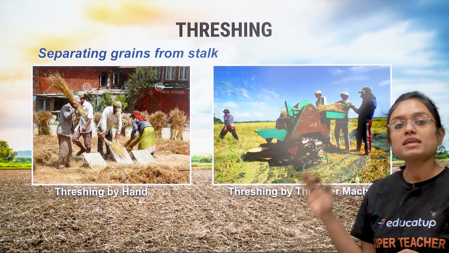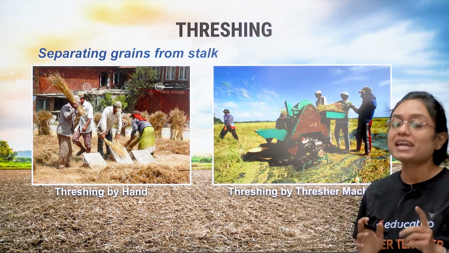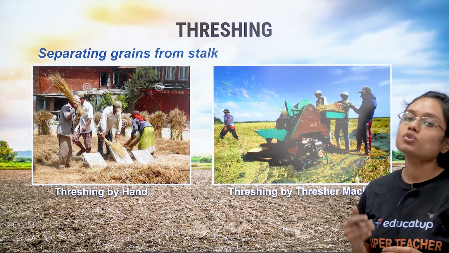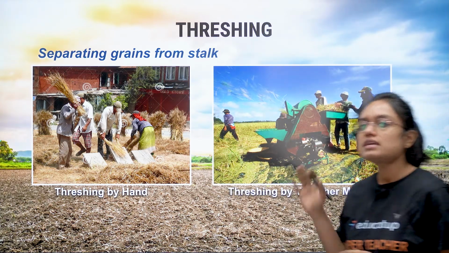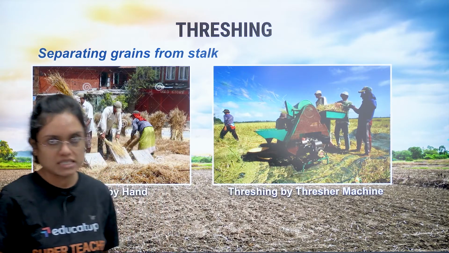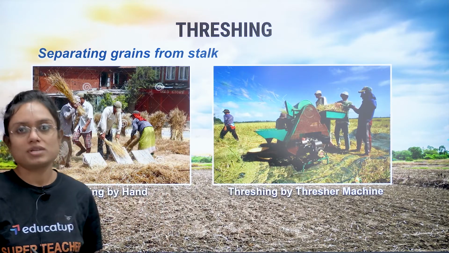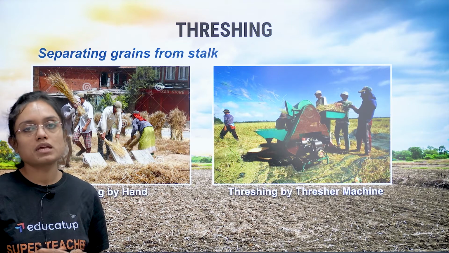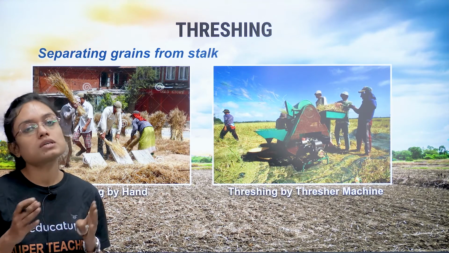Threshing. Now this method is something which is related to agriculture. जो खेती करते हैं, जो खेत होते हैं, fields होते हैं, this method is related over there. It is not used at home or in domestic purposes, but it is important to understand. Now threshing is something which is used to separate grains from the stalk.